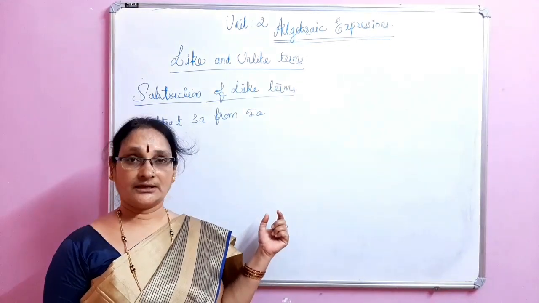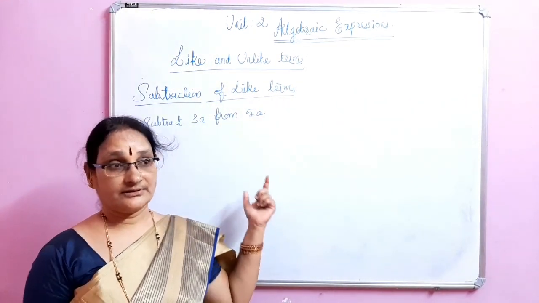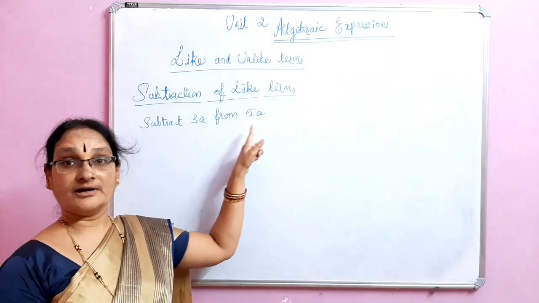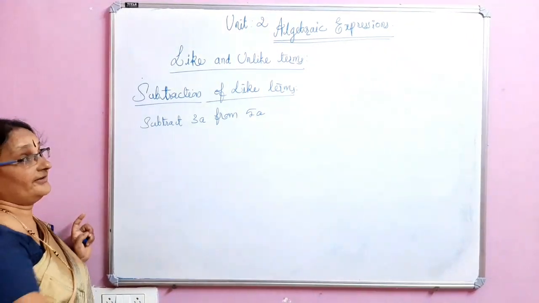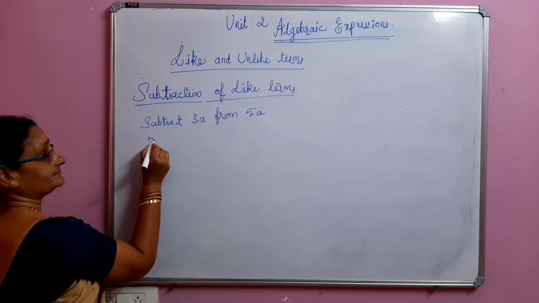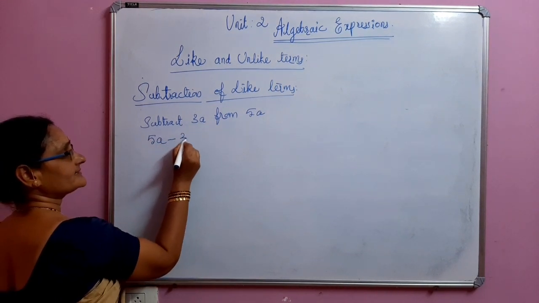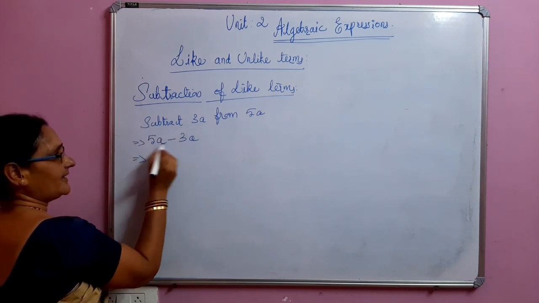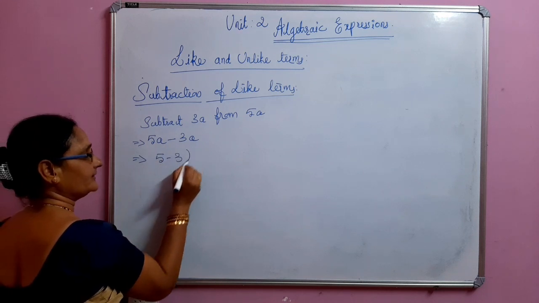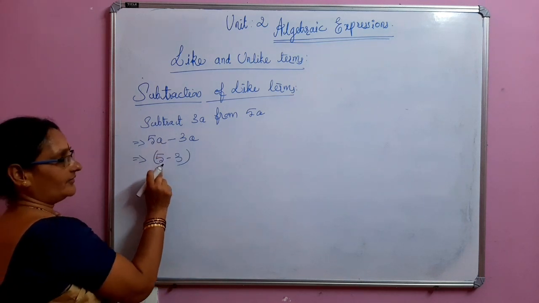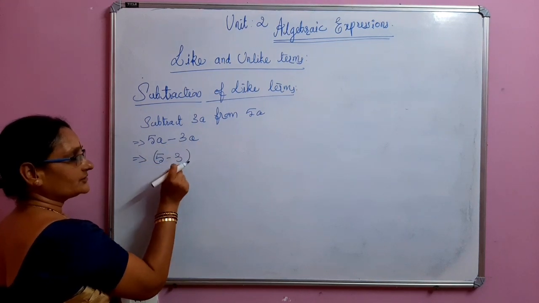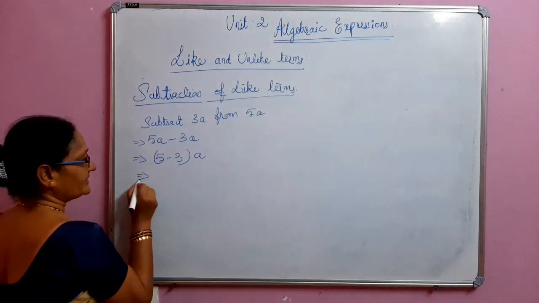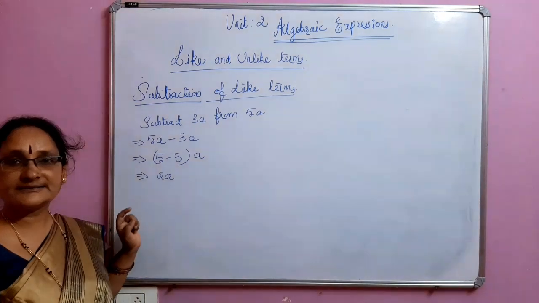Okay students, let us learn subtraction of like terms. Let me solve this problem. See here, subtract 3a from 5a. You know always from numbers we will write first. 5a minus 3a. Why minus? Because subtract is there. So this implies that 5 minus 3: numerical coefficient of 5a, 5, you take minus 3a, 3 you write here as numerical coefficient, a is common in both. So 5 minus 3 is 2a is the answer.